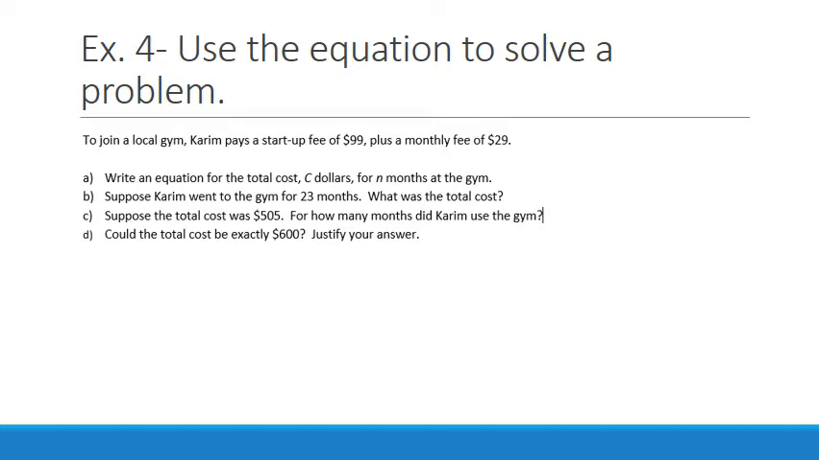Final example. Let's look to see how we can use an equation to solve a problem. So to join a local gym, Kareem pays a startup fee of $99 plus a monthly fee of $29. So one thing we should likely cover is just how the linear functions and these problems will go together. It is a linear function, and the slope-intercept form goes together with this.